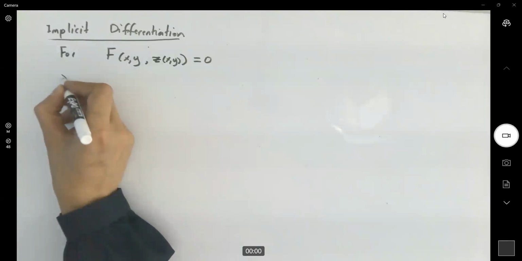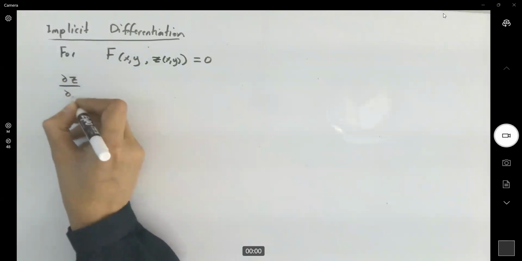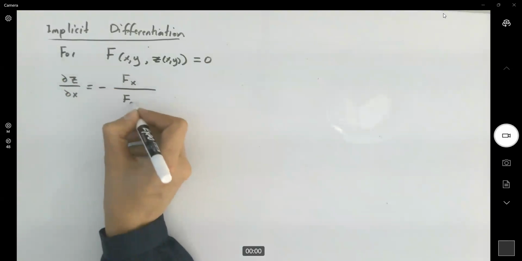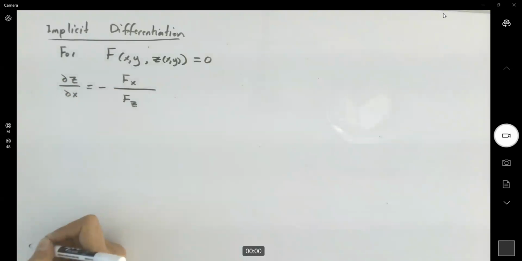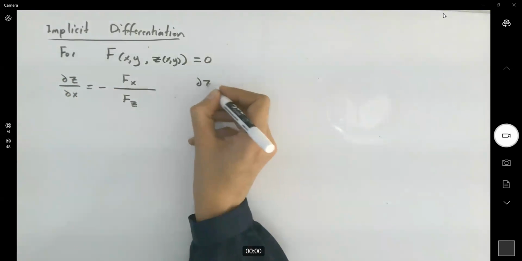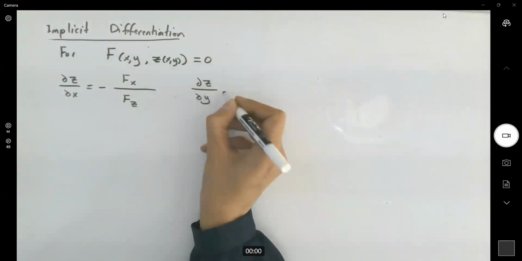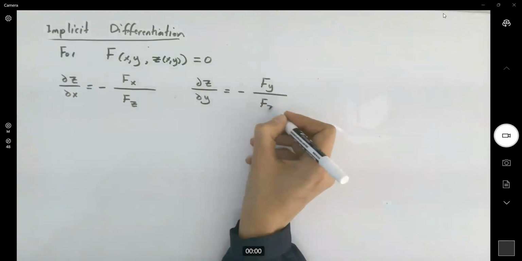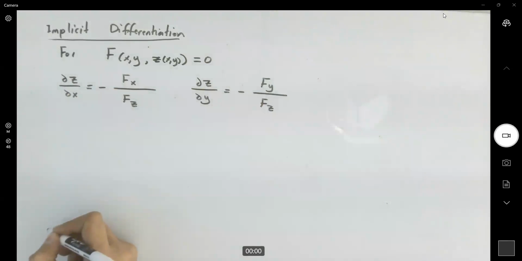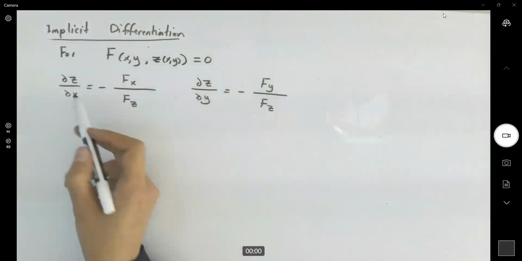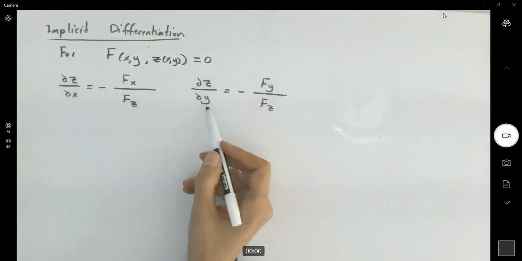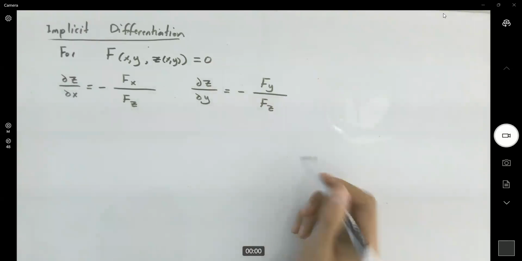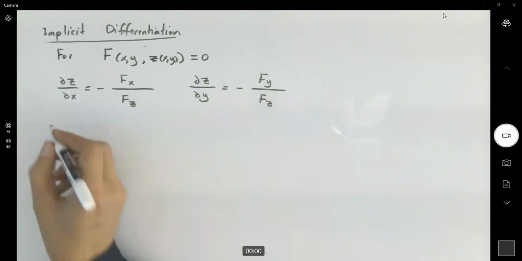For example, the partial derivative of z with respect to x is going to be minus f of x divided by f of z. The partial derivative of z with respect to y is going to be minus f of y over f of z. Well, you might be interested in finding the partial derivative of x with respect to y. You're going to follow what you did as before. Let's take a look at one example here.